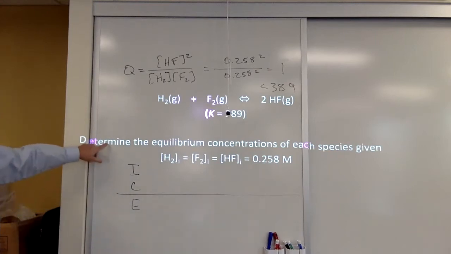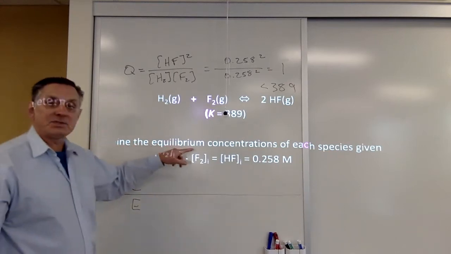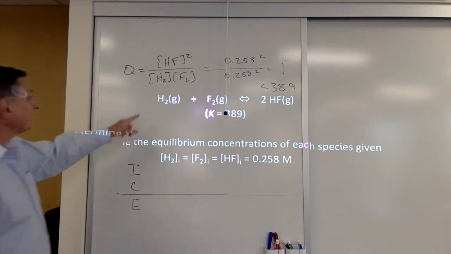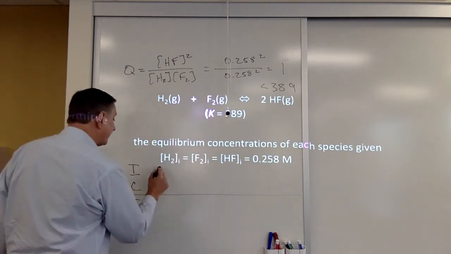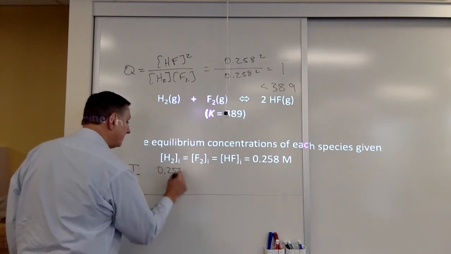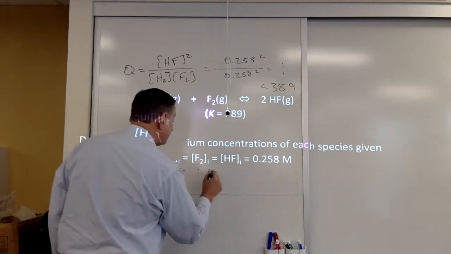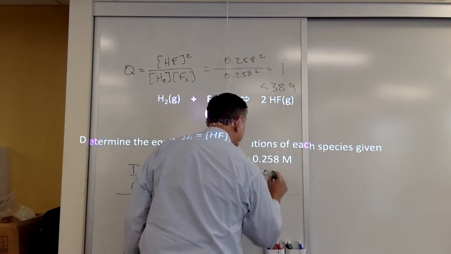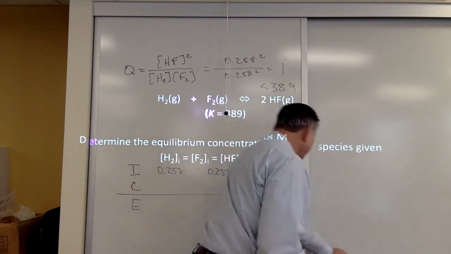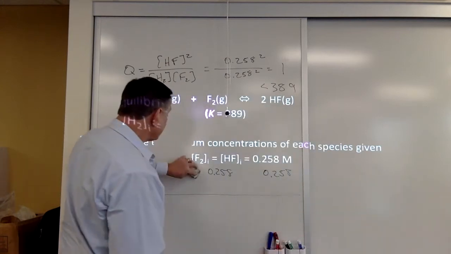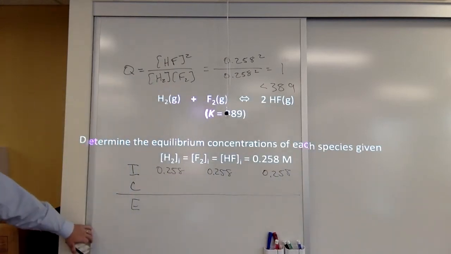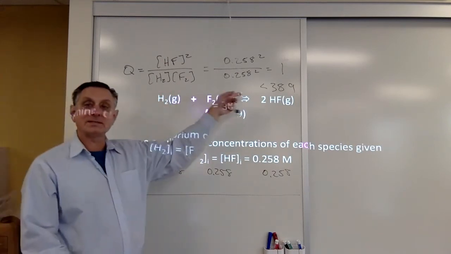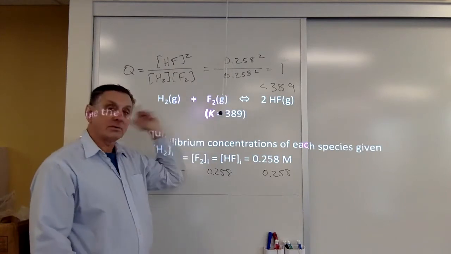The question is, determine the equilibrium concentrations of each species given. So initially, we have 0.258 for fluorine, and for HF, 0.25. So we have all of our starting concentrations. Because Q is less than K, the reaction shifts right.